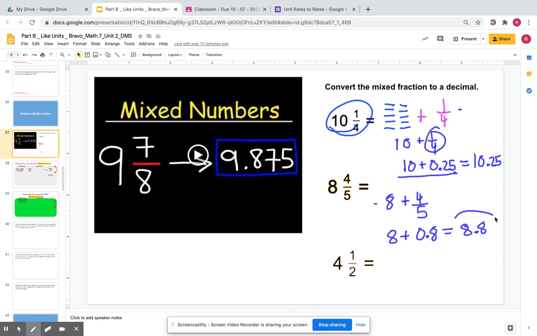Now this is the same as this. It's just a different way of representing it. Very similar to what we just first did in the beginning. I did not emphasize this, but 10.25 is the same as 10 and 1/4. So it's just a different way of representing those mixed fractions, but we want them in numbers with decimals.